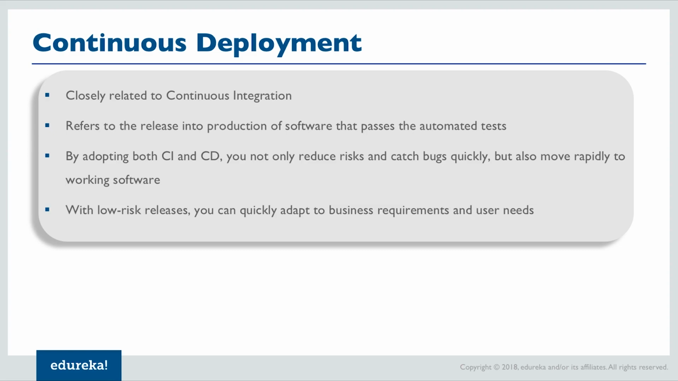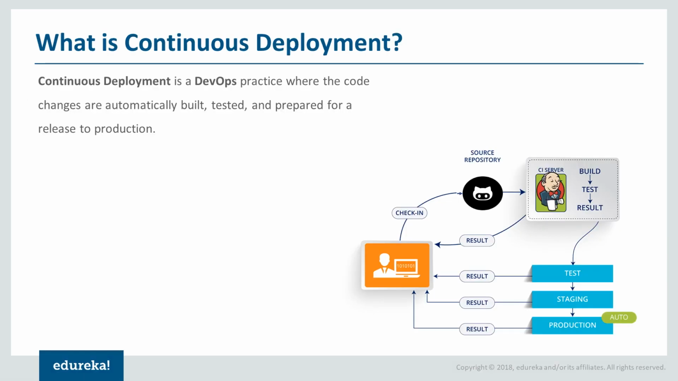And of course, if you have these kinds of releases, these will be low risk because of so many levels of automation, and you can quickly adapt to business requirements and user needs. So let's say there is some requirement change or business change, let's say the customer says, I don't want A, I want B, or I don't want X, I want Y. Those kinds of changes will be pretty easy to implement. You just need to make some changes in your code base and the rest of the things will be taken care of automatically. It creates a better customer experience, which is good for you and good for the customer as well.